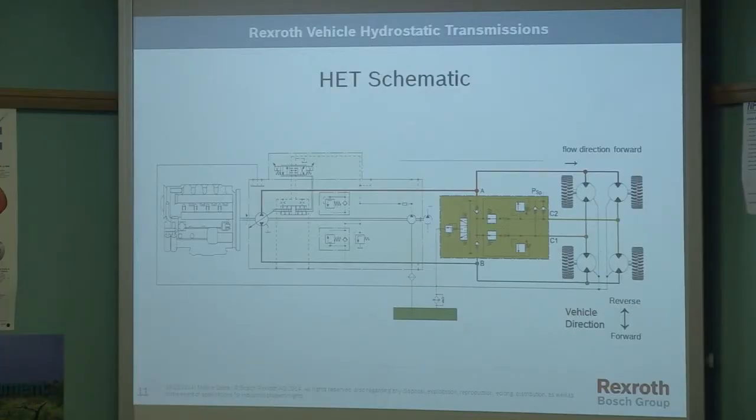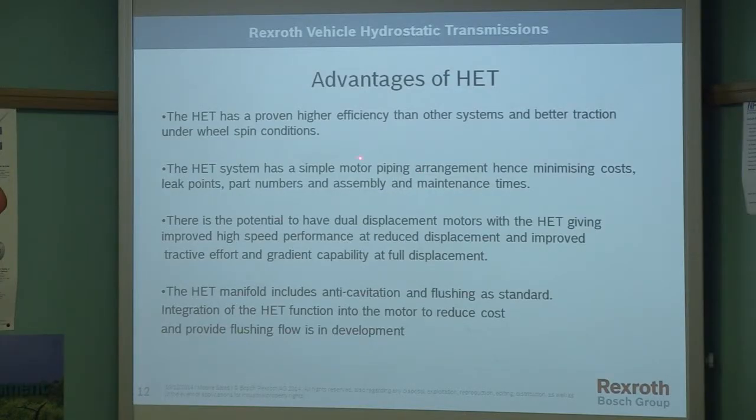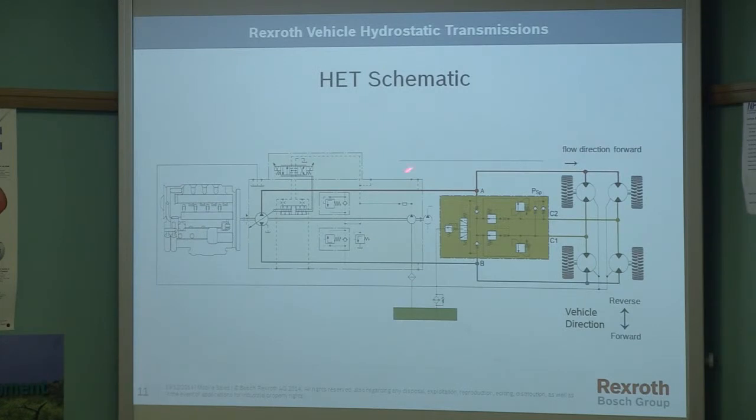If we look at some of the advantages then here, this is in production on some vehicles. It's got a proven higher efficiency than some other systems and it's more cost effective than some other systems. And it's got good traction under wheel spin conditions. It's quite simple compared to some systems with regard to motor piping, etc. These are standard motors. They've not got additional ports or anything. And you minimize piping, leakage points, and assembly and maintenance, because it is quite a simple layout. And hopefully it's going to become simpler because we're developing that manifold that you saw in the last slide. We're developing this as a part of the wheel motor casing to simplify it even further.